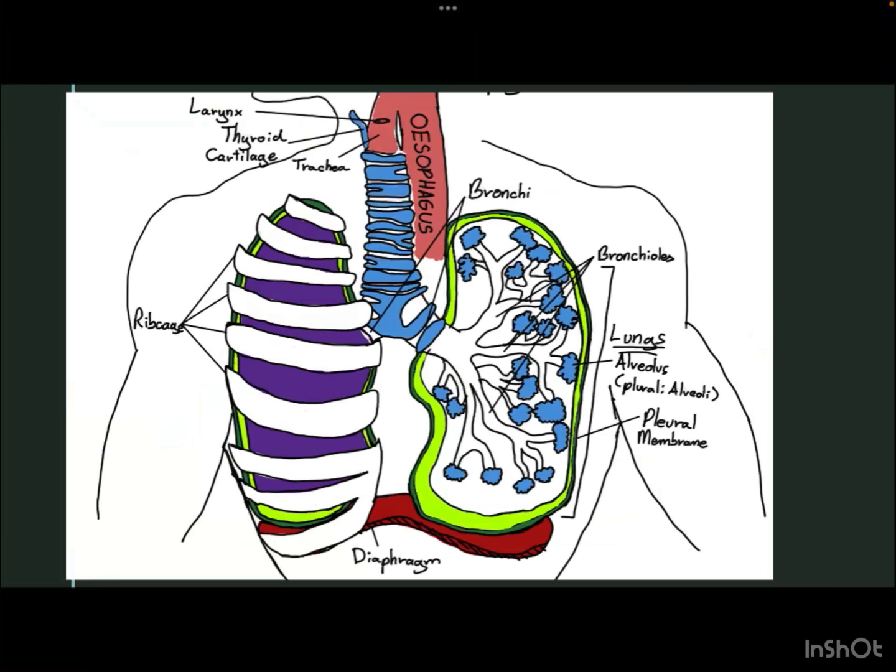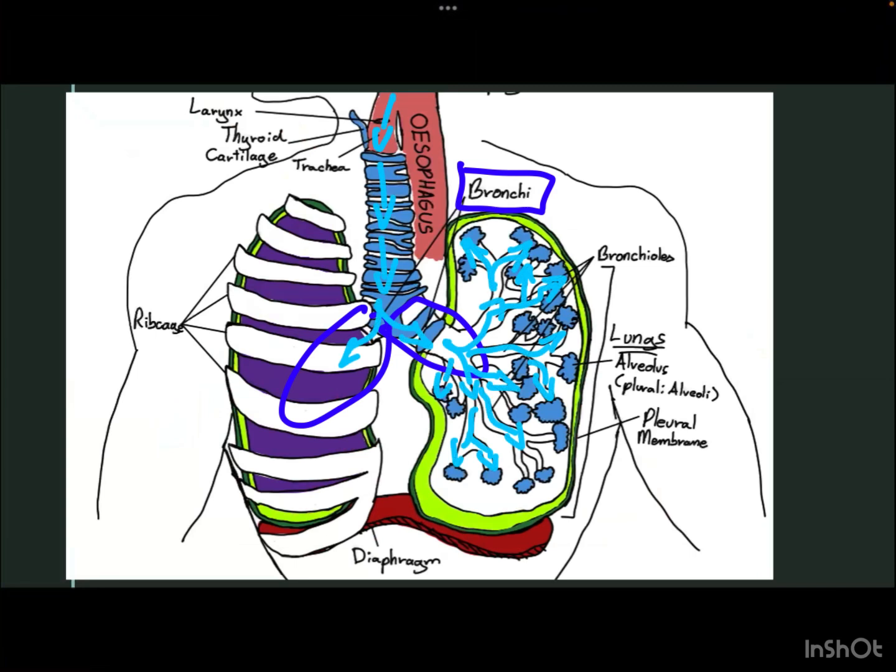Now you can see it here, the blue rings in here of the trachea, preventing it from collapsing on itself, and now you see here next to it is the esophagus, and this is the food pipe. It directs food to the stomach, but it's not part of the respiratory system, but it's good to know where it's located.